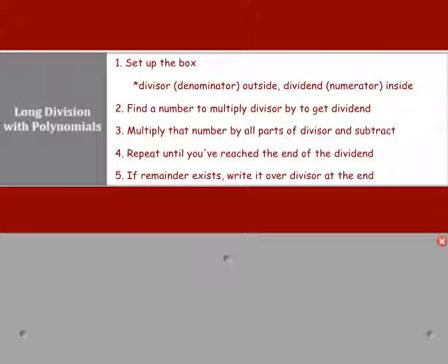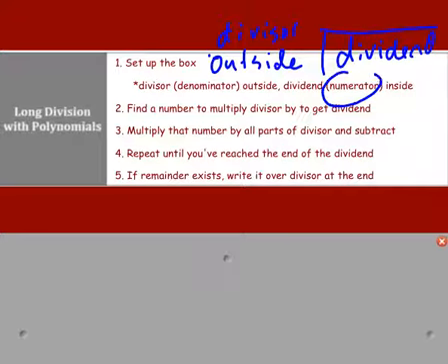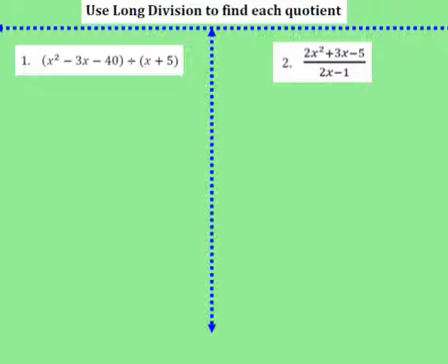All right, here's what you need. The divisor is going to be outside. So this is the divisor. Then your numerator, or dividend, is inside. Then you're going to multiply and divide by a bunch of stuff. You're going to be using this with numbers, and I'm better at just showing you the examples, and I don't want to take a long time. So use long division to find each quotient. Long division is a little bit different.